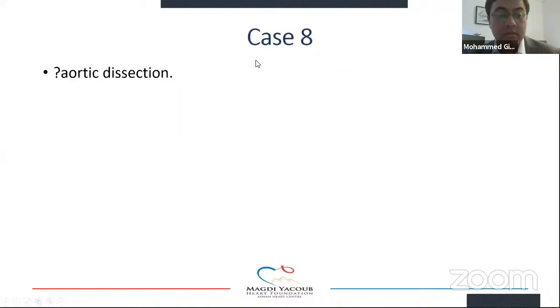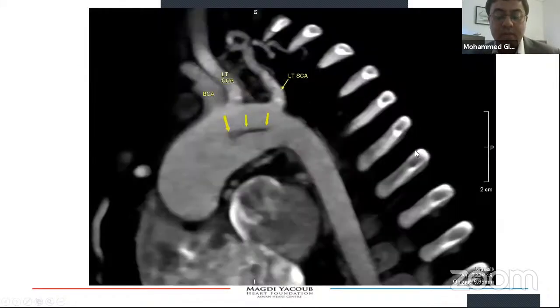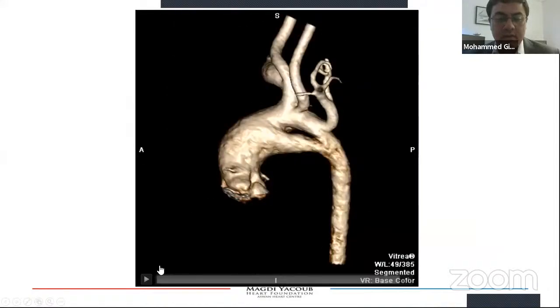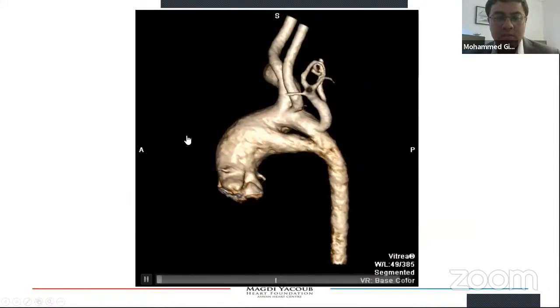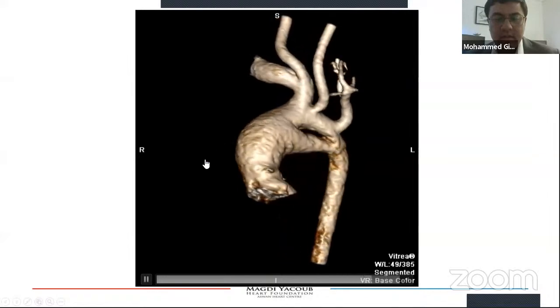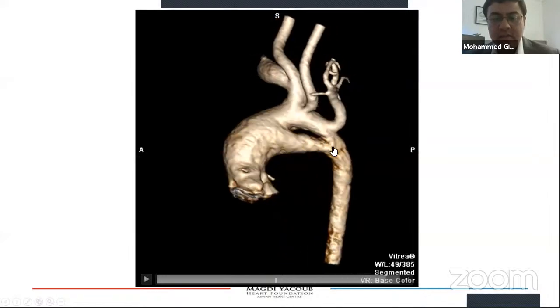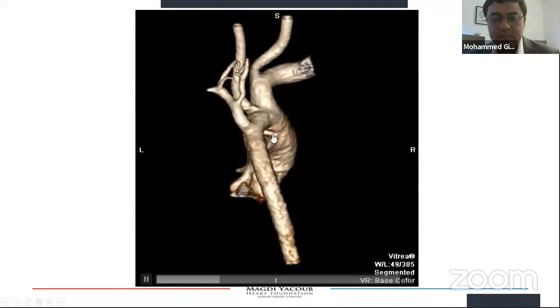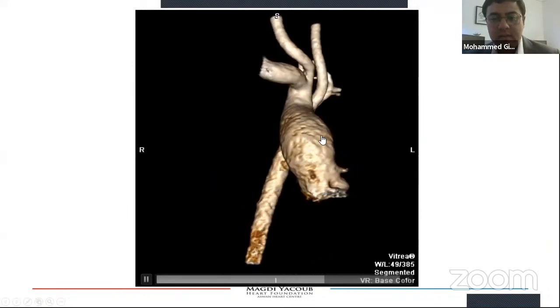Okay, case number 8. Query aortic dissection. This image, a sagittal view, as you see here, is the aorta, and this is a presumed or assumed dissecting flap. And these are the arch branches: brachiocephalic, carotid, and subclavian. But we reconstructed a volume rendered scene like this, and this displays the persistent fifth aortic arch, no dissecting flap. Just a persistent fifth aortic arch.